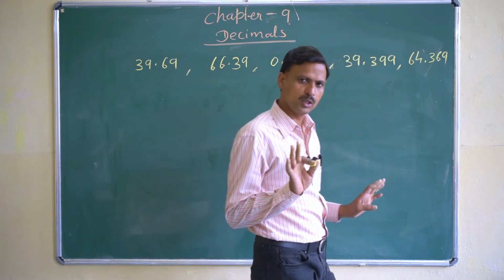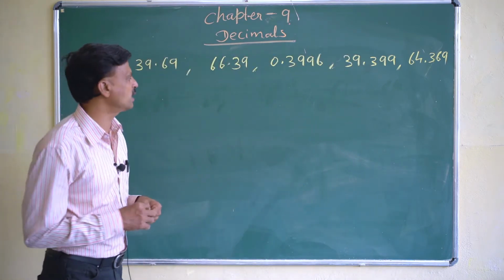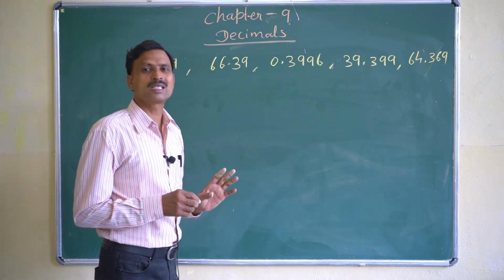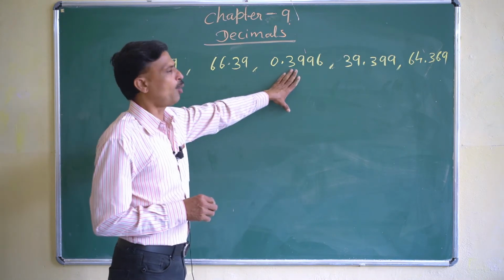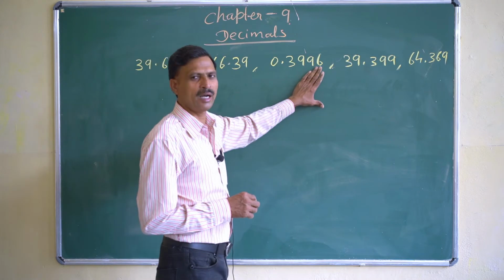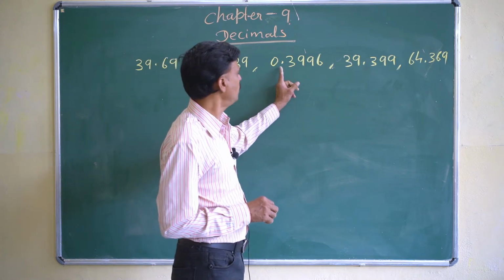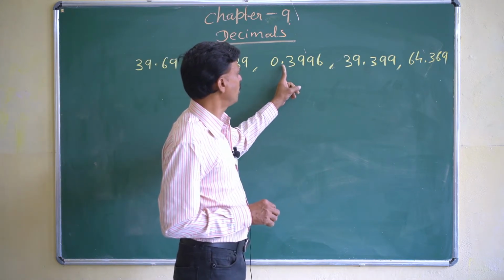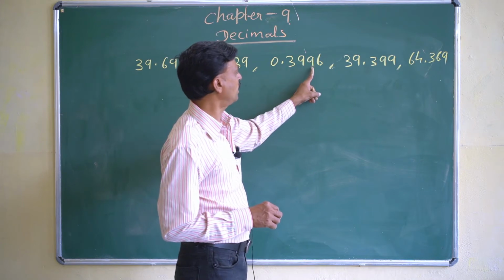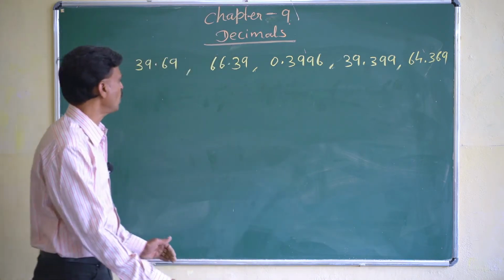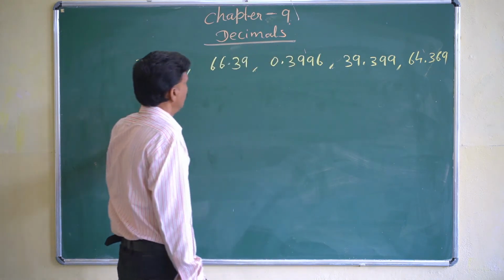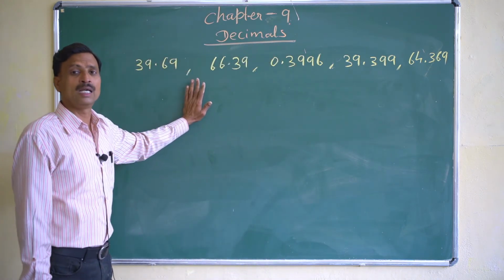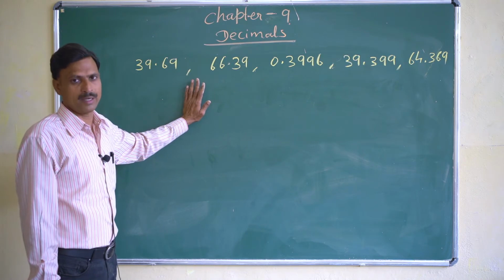64.369. Understood now? Sometimes students make this mistake. They read it as a single number, 66.39. That is wrong. Okay, 0.3996, reading it like that is wrong. You have to read in single digits, 0.3996, this way. Okay, so we are arranging these 5 decimal numbers in decreasing order, descending order.